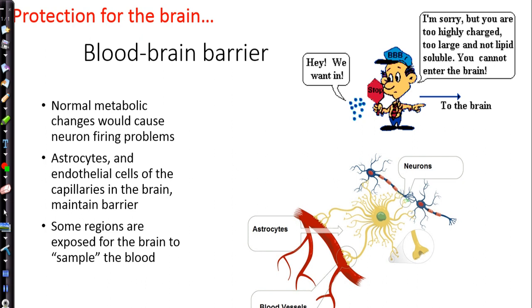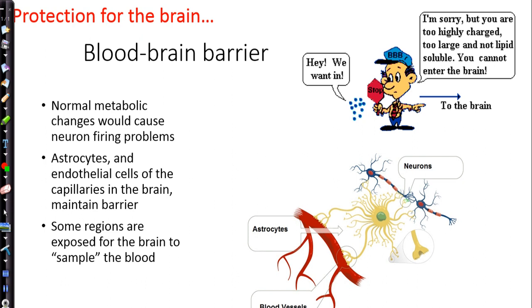And you see here a little policeman. You're too highly charged, you're too large, and you're not lipid soluble. Those things are not going to be allowed to enter the brain. There are some spots where you do not have these astrocyte protections, and this might be where some pathogens actually do sneak out of the capillaries and into the brain and cause diseases and cause problems.